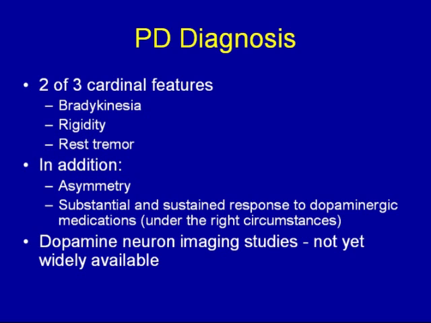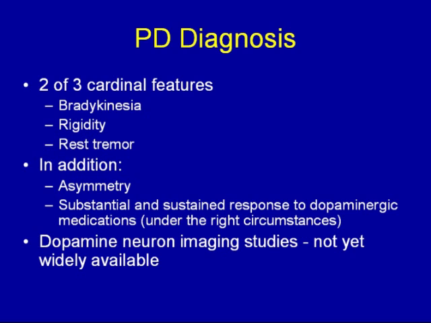Now, Parkinson's disease almost always starts on one side, and that side usually stays worse throughout the disease. So another key feature of Parkinson's disease is asymmetry. And to that, we also add that once patients have enough bradykinesia and rigidity that you can see it relatively easily, we do expect a rather substantial and sustained response to dopaminergic medications.